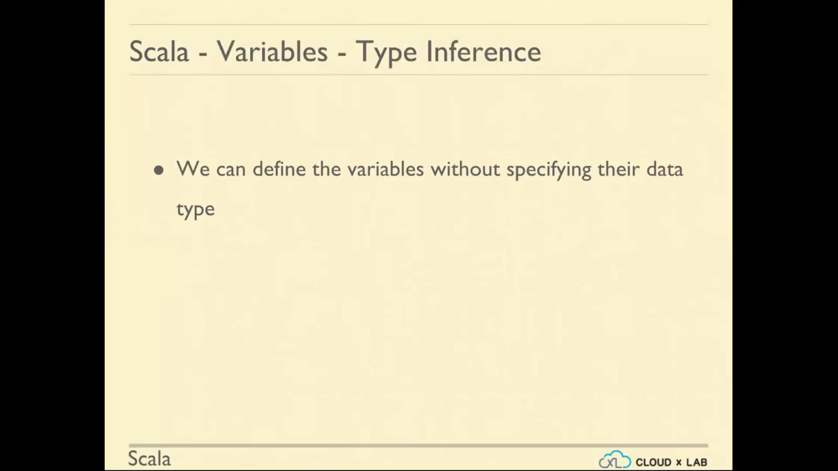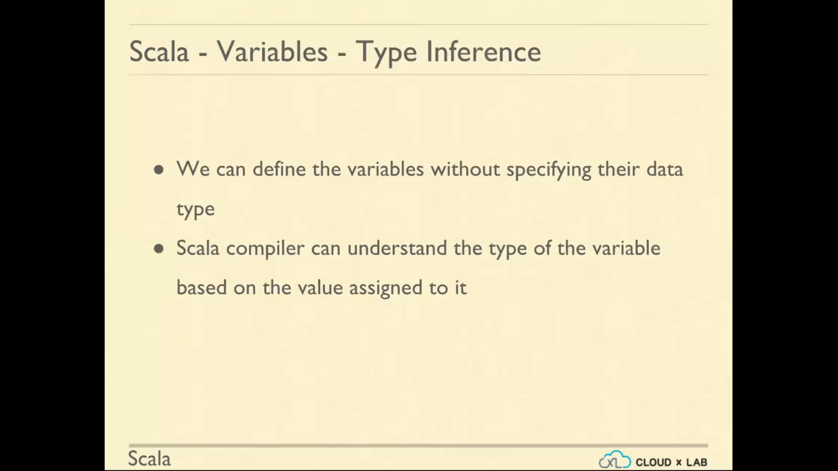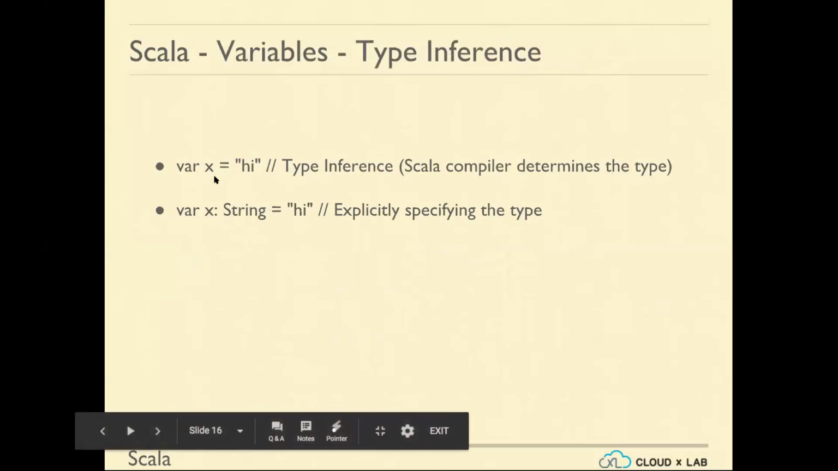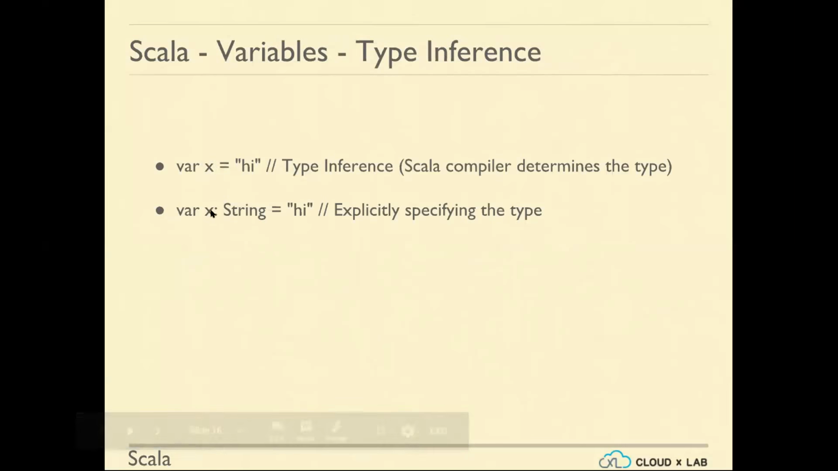Next, we can define the variable's data type by putting a colon and the data type, or we can skip the type declaration completely. The Scala compiler can understand the type of the variable based on the value assigned to it. Let's say we define var x equals "hi". Here x will automatically be inferred as a string. Here we are explicitly saying that it's a string.